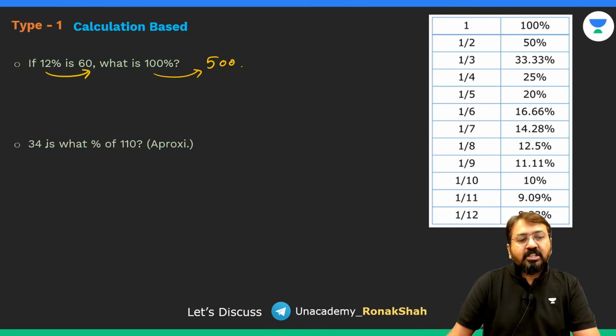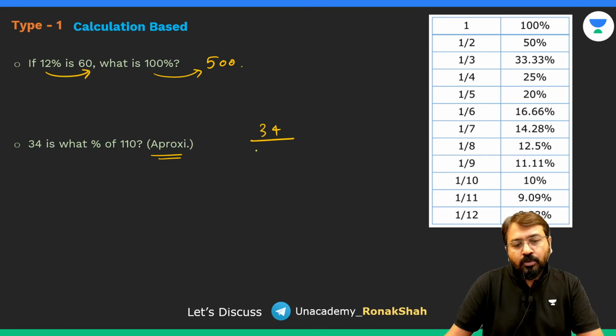Right, let's look at another question. If 34 is what percent of 110? Now this is what we need to find out. So you need to tell me the approximate answer. 34 is what percent of 110? So guys, in such a situation, what you can think is 34 upon 110. So 34 threes, we know it's 102. So had it been 102, it would have been straight away 33.33%.